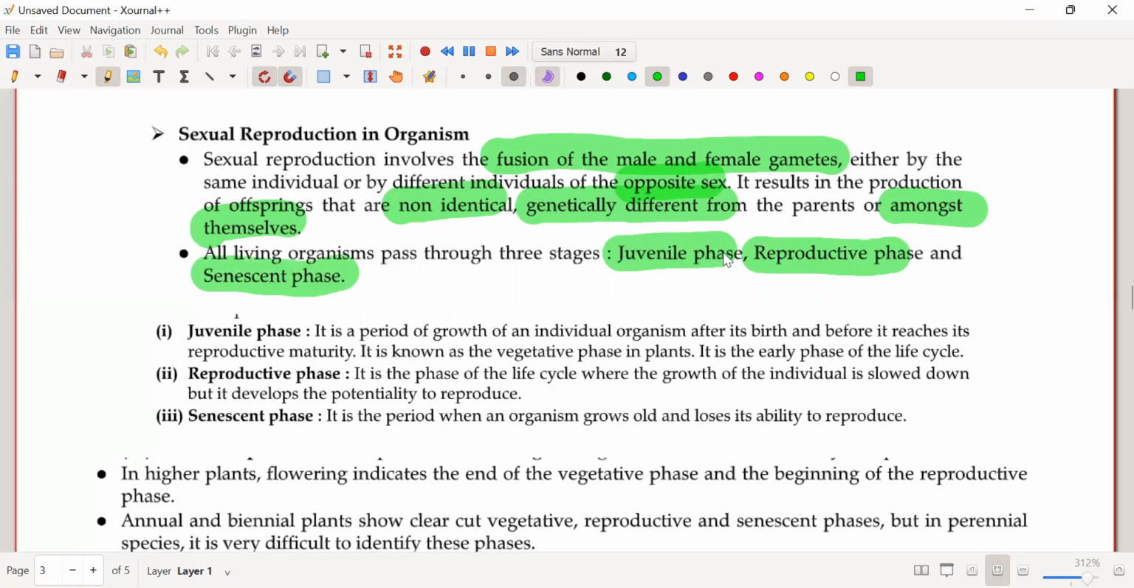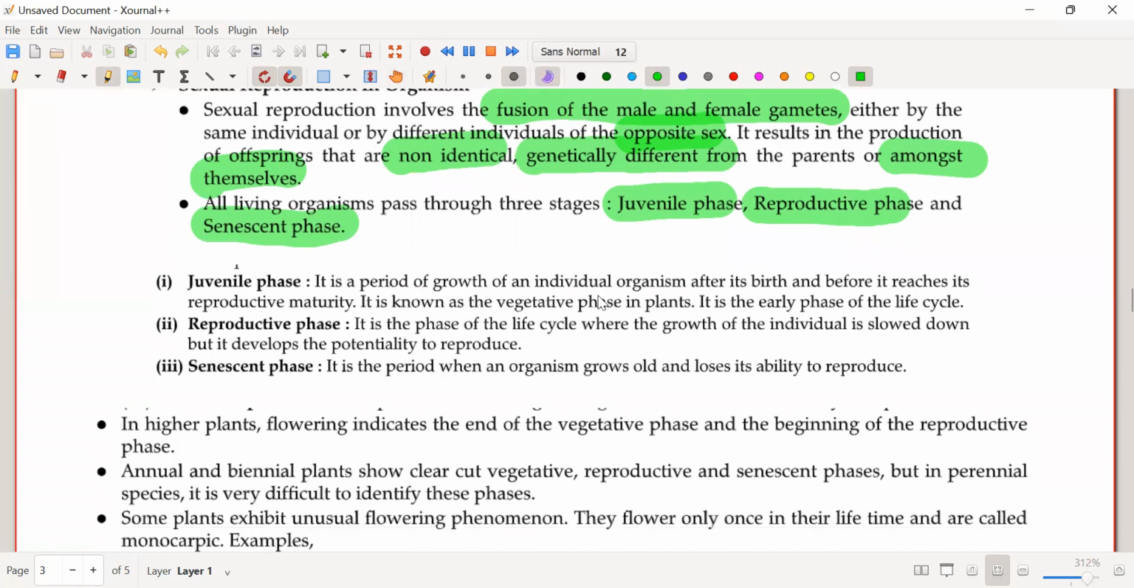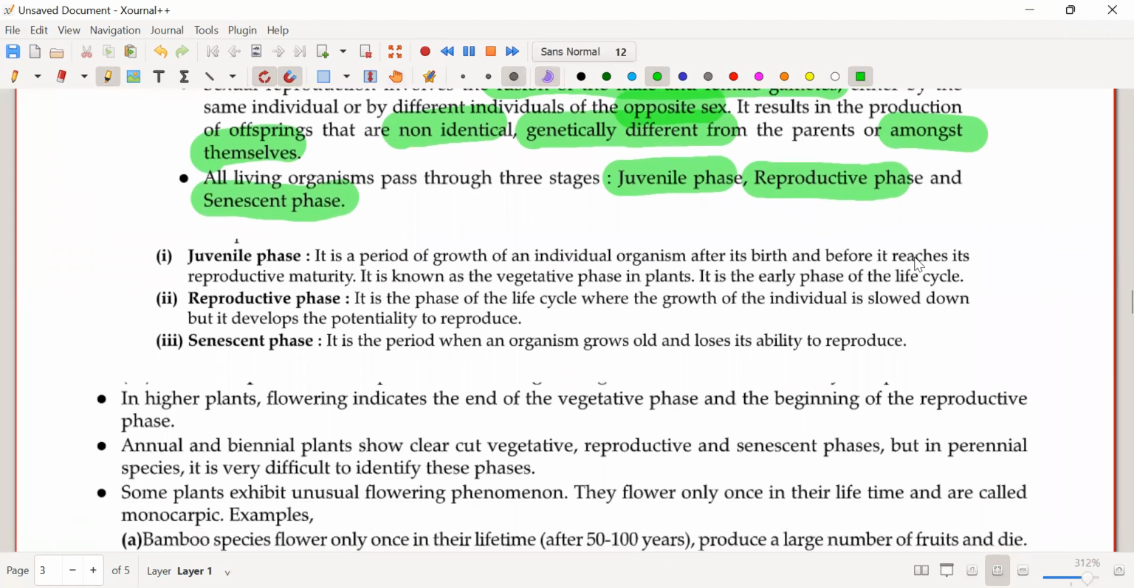Now you are in juvenile phase, right? Juvenile phase. What is this juvenile phase? This is the period of growth of an individual organism after its birth, before it reaches the reproductive maturity. All right. You're into the next phase, juvenile to reproductive phase now, in between phase. It is known as vegetative phase in plants, an early phase of the life cycle.